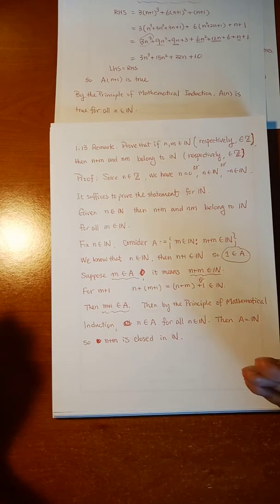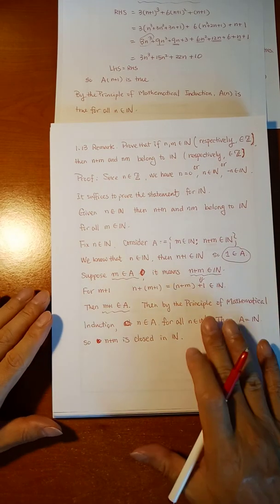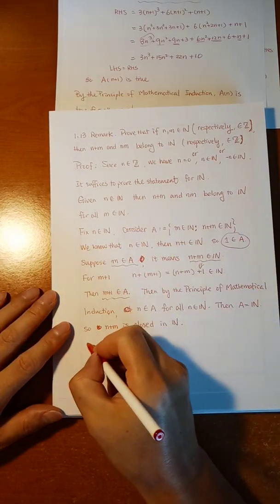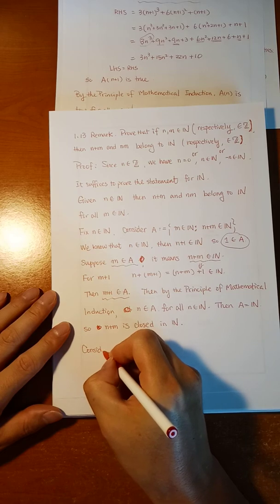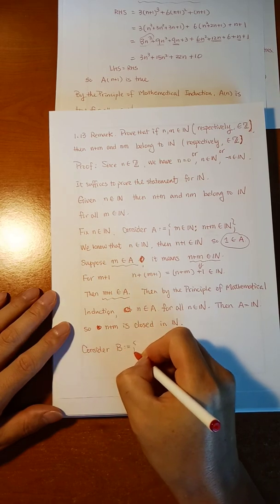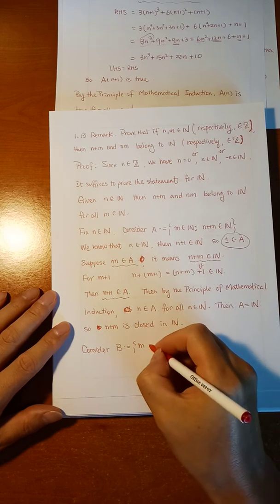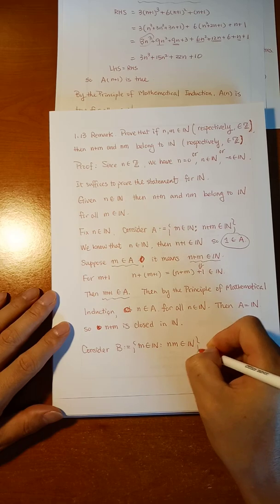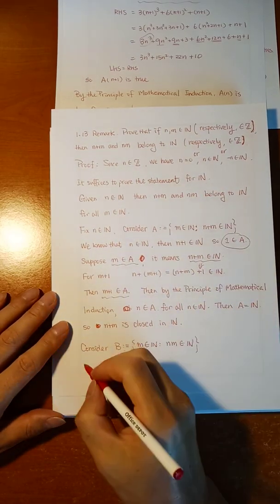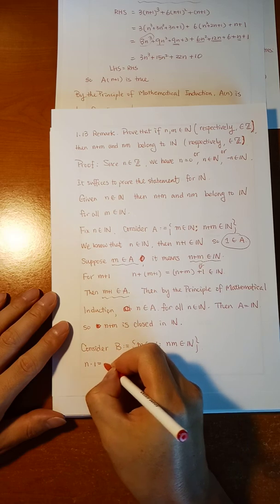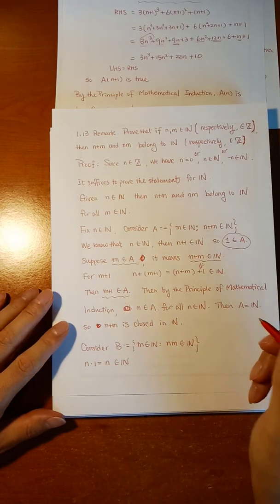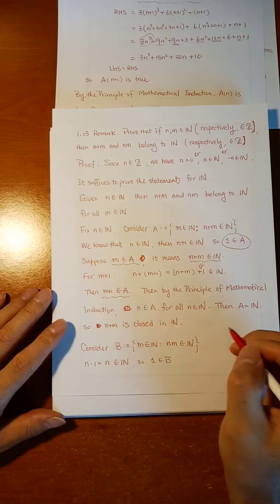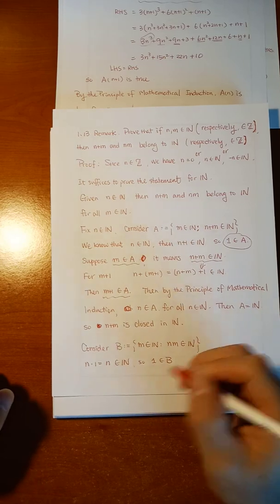Now let's talk about the closure of multiplication. How do we get the closure of multiplication? So this is set A. Now let's consider another set B, the set of natural numbers m such that n times m belongs to the natural numbers. Now same thing. First, n times 1 is equal to n, which belongs to the natural numbers. So 1 belongs to the set B.